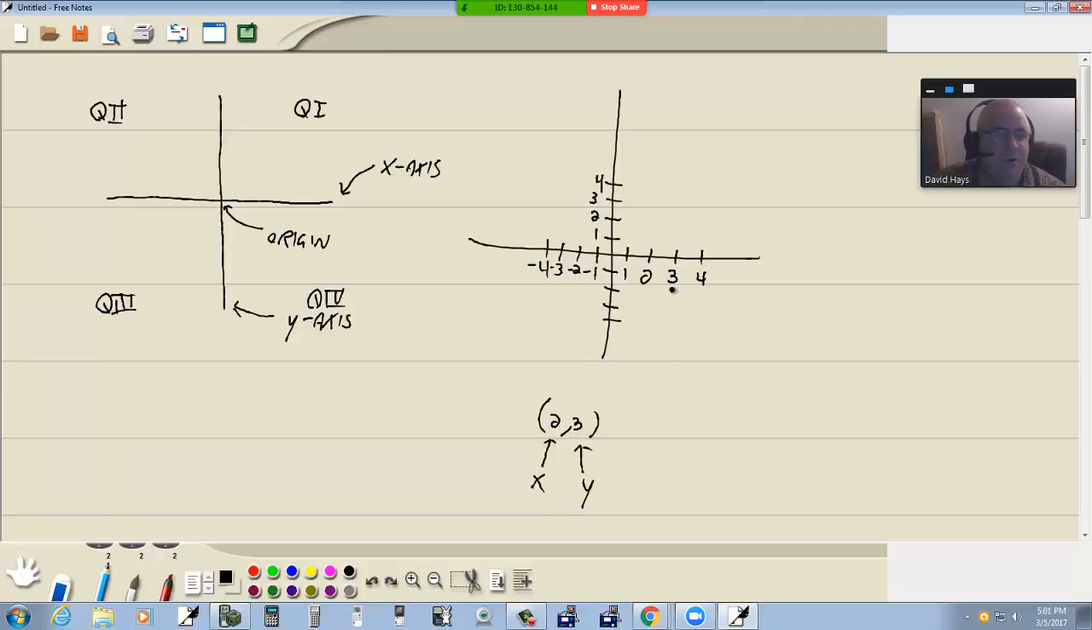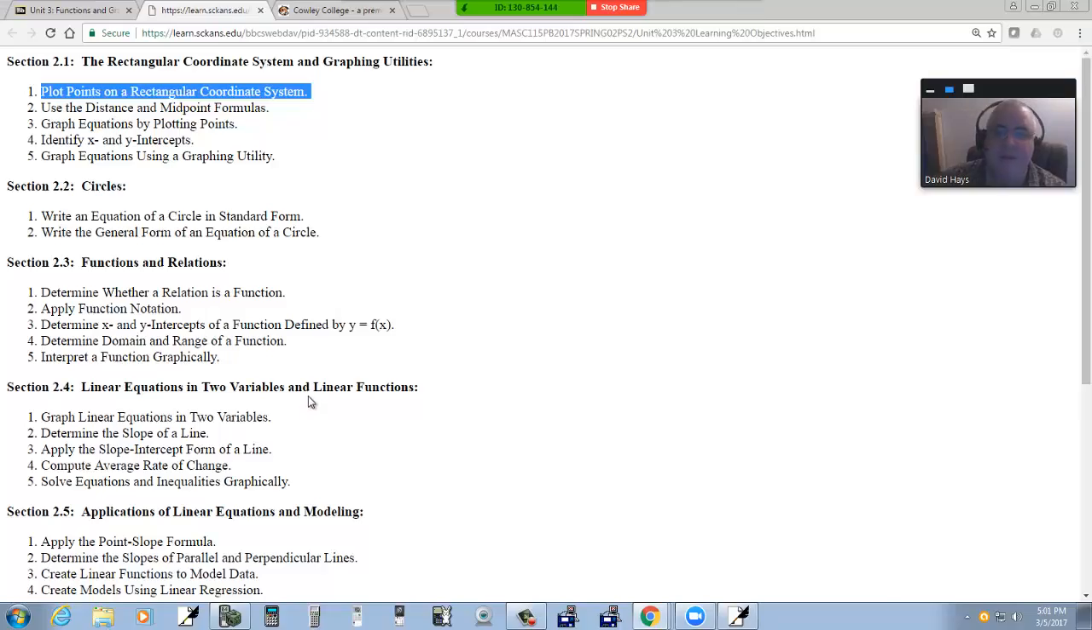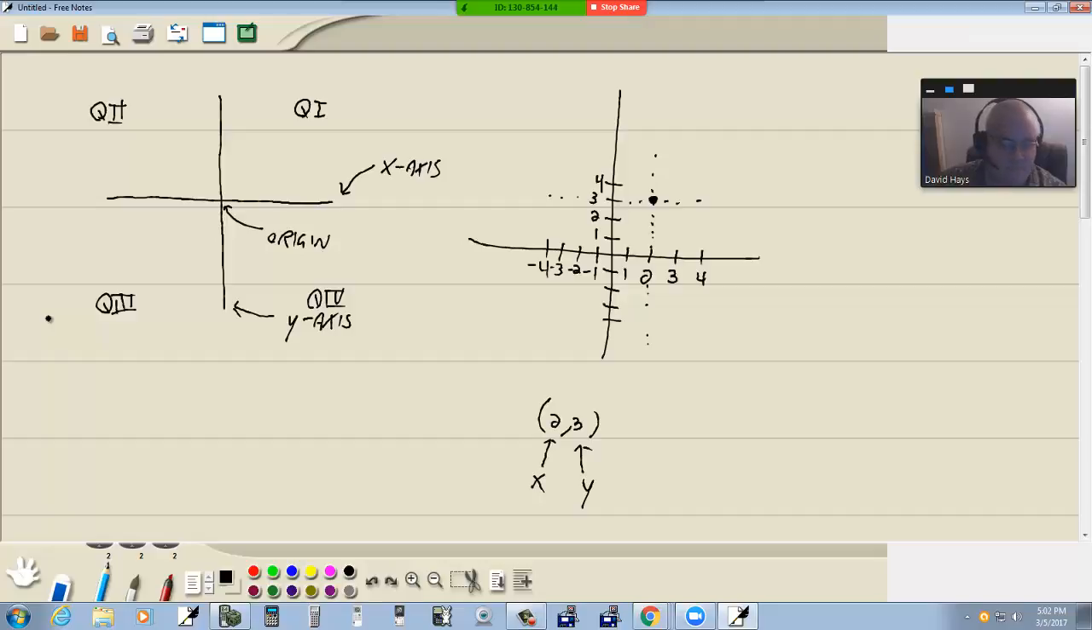Now if I want to plot the point 2, 3, I'll look at the intersection of 2 on my x-axis and 3 on my y-axis. And where they intersect is where my point would go. Now that's just plotting points in rectangular coordinates. Let's take a look at the distance and midpoint formulas. Let me clear this off.